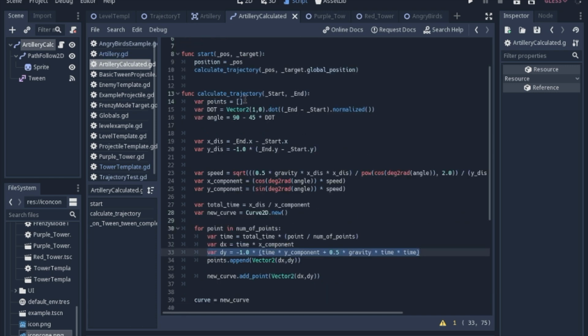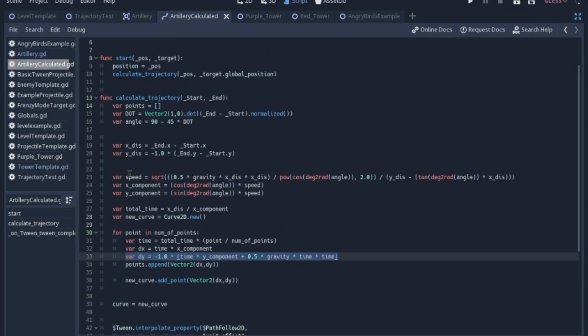When we calculate this trajectory, it's going to be almost exactly the same as our previous example, except instead of having the end global position, we have these positions given to us, and they're going to be called underscore start and underscore end. So what we're going to do is, again, we'll need the array to hold all the points. We'll find the dot product in the same way to find whether it's to the right or to the left, and we will create our angle that will create that isometric feel. We will find the distances that we need, put those distances into this long equation to figure out the speed that we need, and from there we'll find our x component and our y component, our total time.